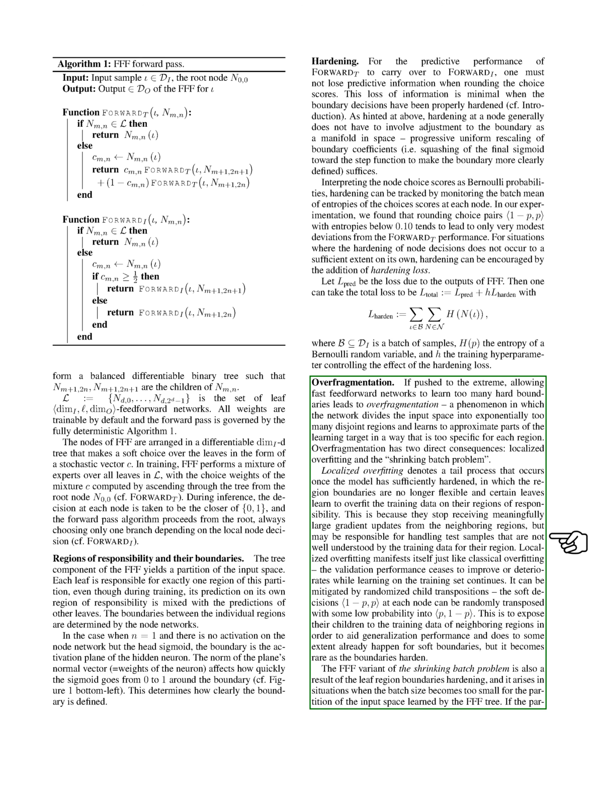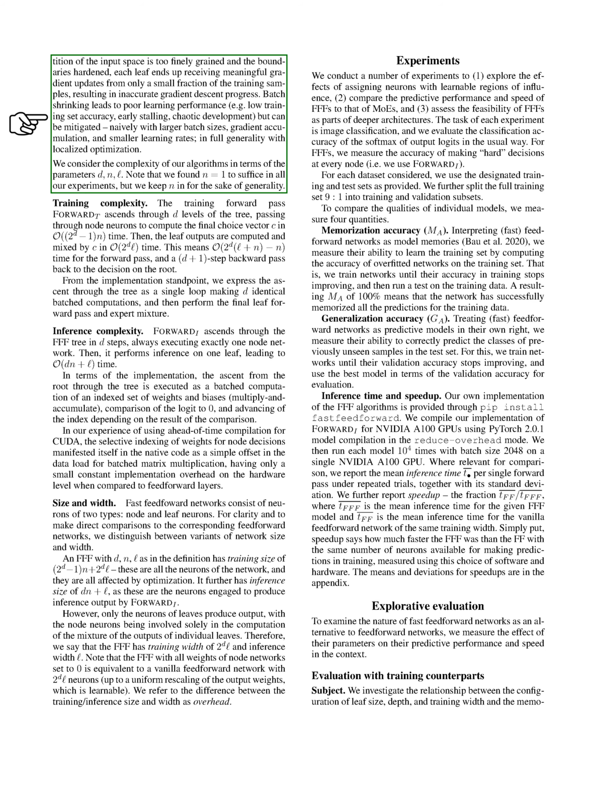The shrinking batch problem is another issue that arises from the hardening of the leaf region boundaries. This problem occurs when the batch size becomes too small for the partition of the input space learned by the fast feedforward tree. If the partition of the input space is too finely grained and the boundaries hardened, each leaf ends up receiving significant updates from only a small fraction of the training samples. This results in inaccurate progress in gradient descent.